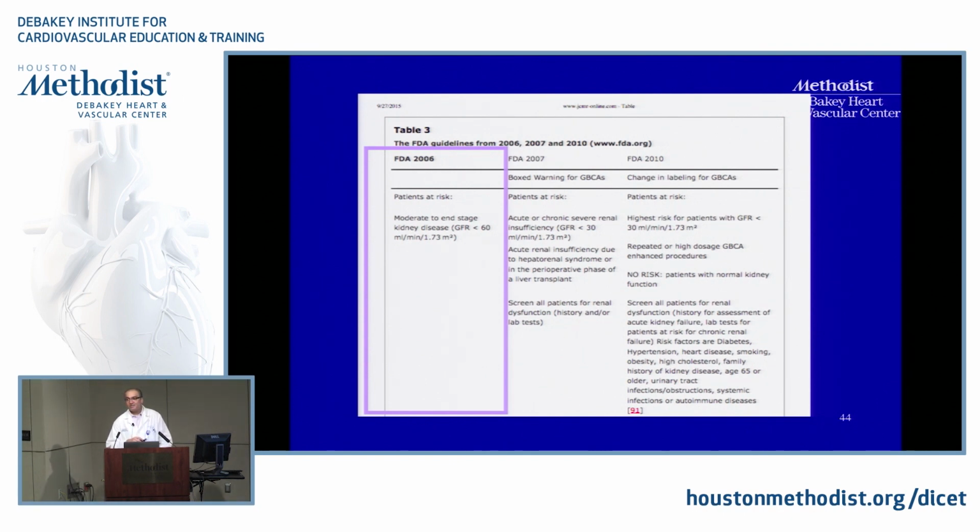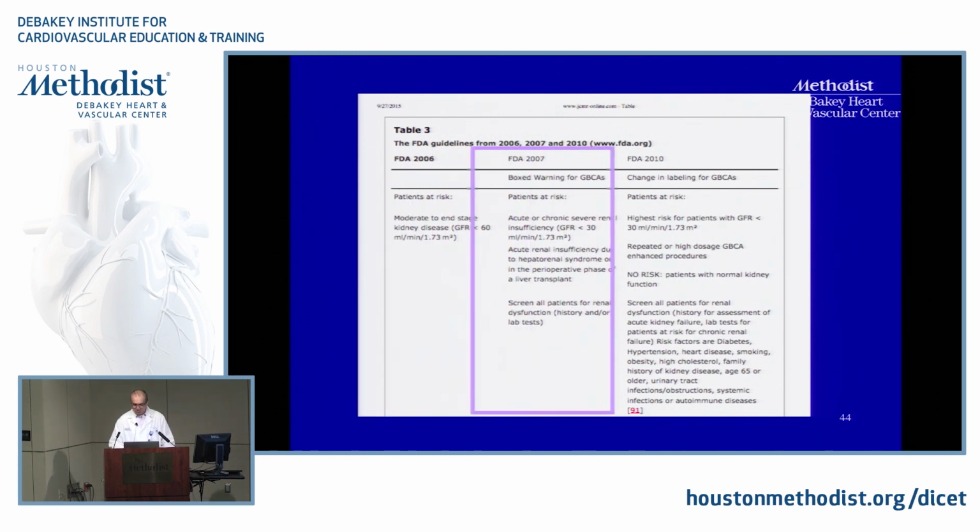And initially, when the advisory first came out, it put a caution for anybody with a GFR less than 60, because when they looked at the initial reported cases, there were some people with GFRs in the 40s and 50s. But then, as they dug into this further, they realized that those were all cases where there wasn't really a creatinine that was checked any time within close vicinity to the MRI scan. And so the criteria were modified to say basically patients with acute or chronic renal insufficiency with a GFR less than 30, those are people that you worried about, as well as people who had hepatorenal syndrome, who are in the perioperative phase of a liver transplant.